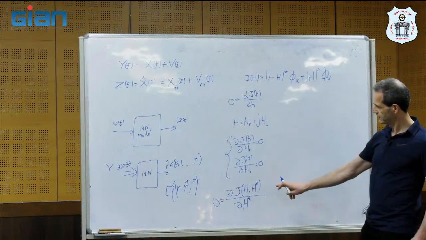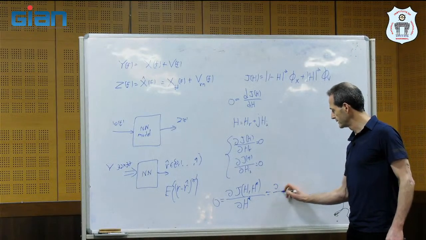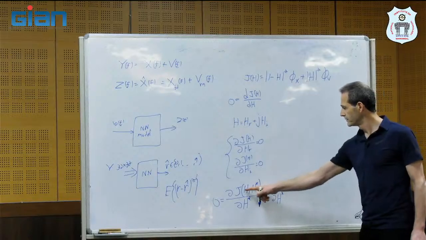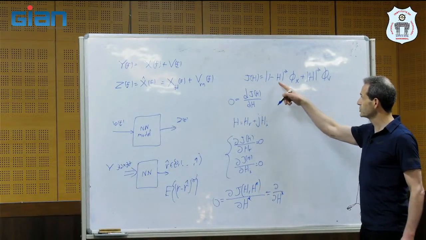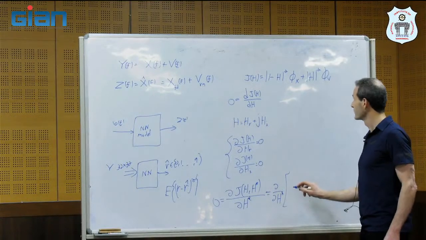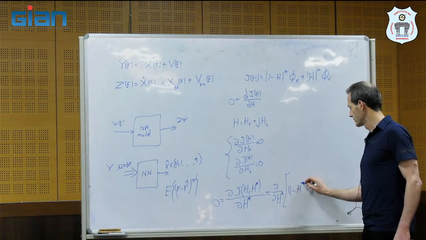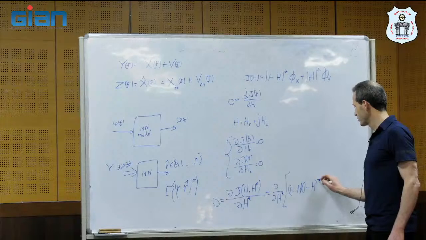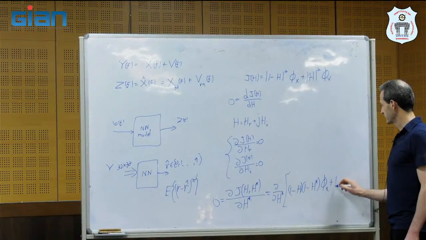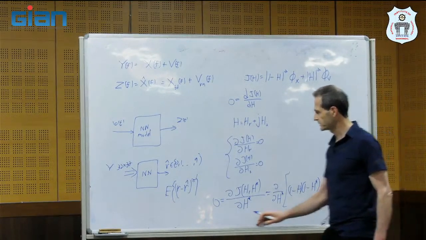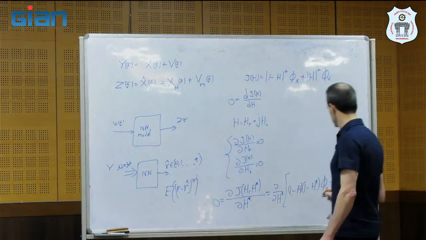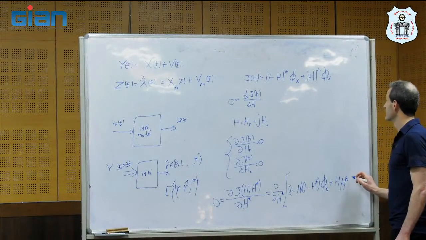Okay, so let's do it. Let's write it as a function of h and h complex conjugate. So we can write it like this: (1 minus h) multiplied with (1 minus h complex conjugate) phi x plus h h complex conjugate phi v.